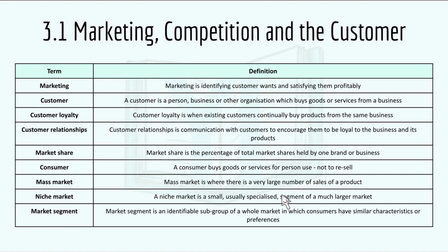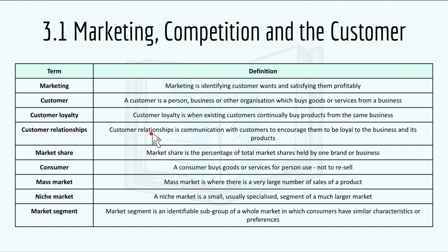Then we have some definitions for 3.1 marketing, competition, and the consumer. Marketing is identifying the customer's wants and satisfying them profitably. A customer is a person, business, or organization which buys goods or services from a business. Customer loyalty is when existing customers continually buy products from the same business. Customer relationships is communication with customers to encourage them to be loyal to the business and its products.